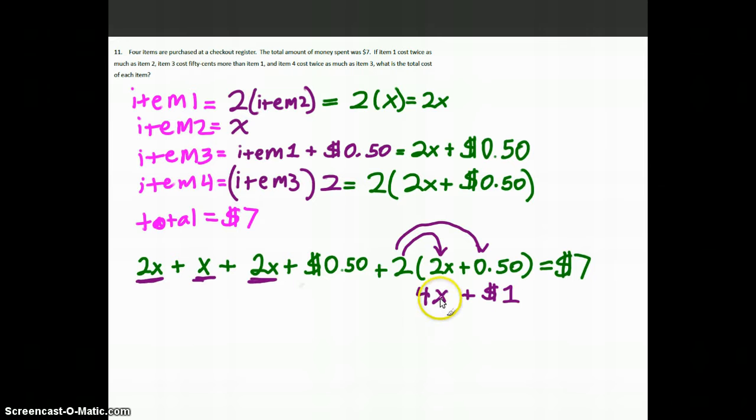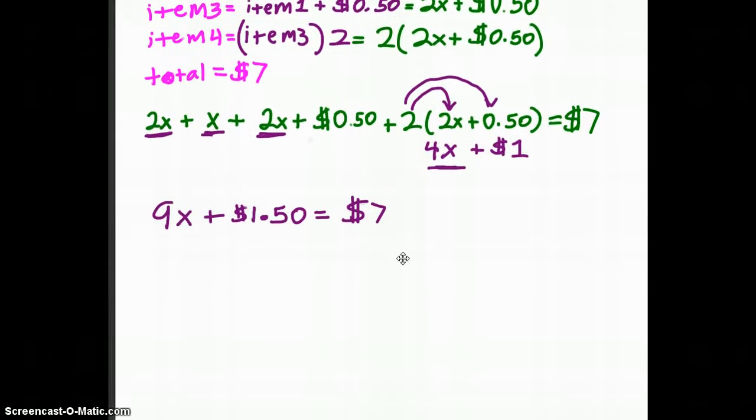So looking at all of my x's, I get 4 x's here, another 2 x's, 1x, and 2x for a grand total of 4, 5, 6, 7, 8, 9 x's. So this is going to give me 9x. And now I can take a look at my dollars. I get 50 cents from right here, plus $1 from right here for a grand total of $1.50. Now taking a look at that, we can say that all of that when you purchase it has to come out to be $7.